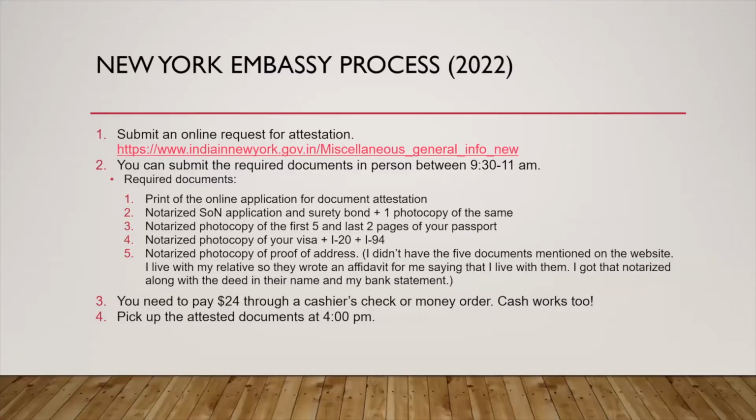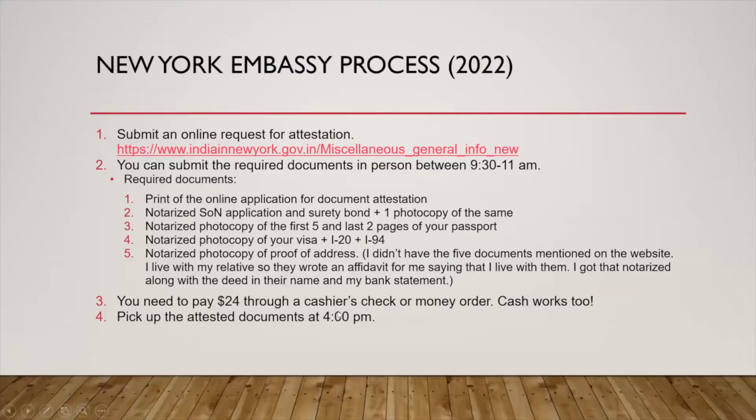And proof of address. So now for me, I didn't have a proof of address because I was living with my relatives. So what I did was, my relative wrote an affidavit saying that I was living with them, and then they attached their house deed and my bank statement, which has their address in that. So those things were enough for me to prove that I was living with them. So that's all the documents that I submitted.